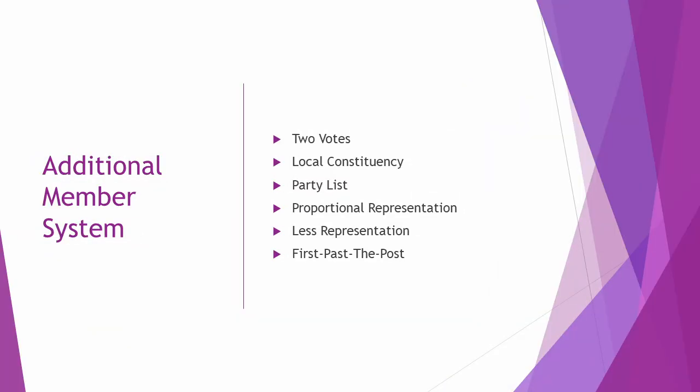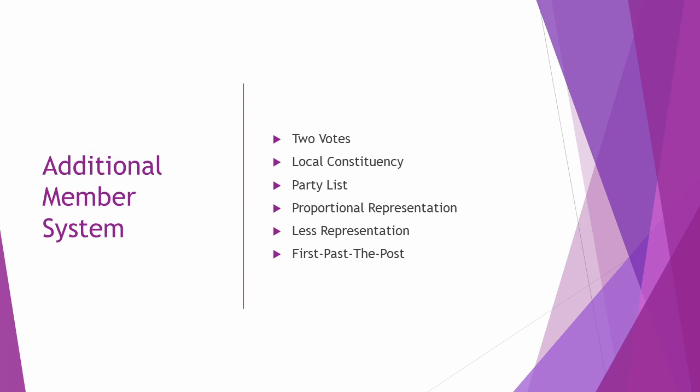The additional member system is the electoral system used in Scotland, Wales and the Greater London Authority. In this system, voters cast 2 votes, one for a candidate in their local constituency and another for a party list. The local constituencies are filled using the first-past-the-post method, while the party list vote is used to allocate additional seats to achieve a proportional representation in the legislature.